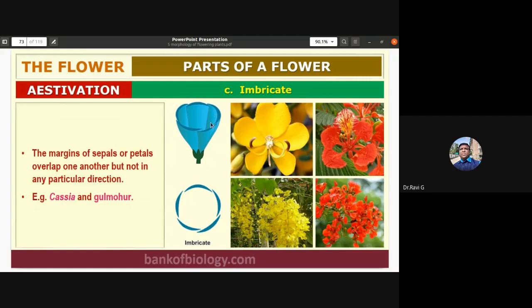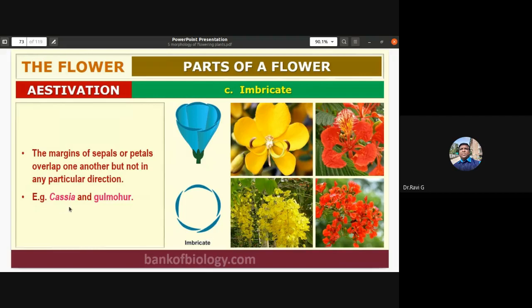In simple language, you can say the first petal is completely in, another petal is completely out, and the remaining three petals exhibit an in and out condition. So this type of estivation, where the first petal is completely in, we call imbricate estivation.